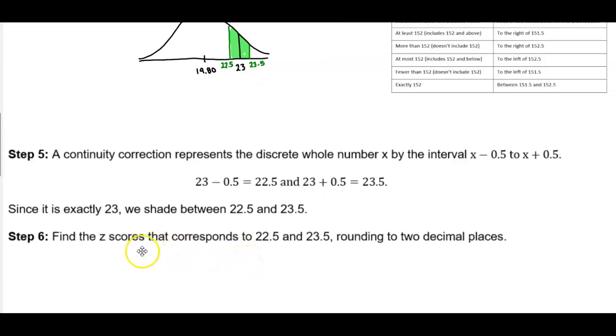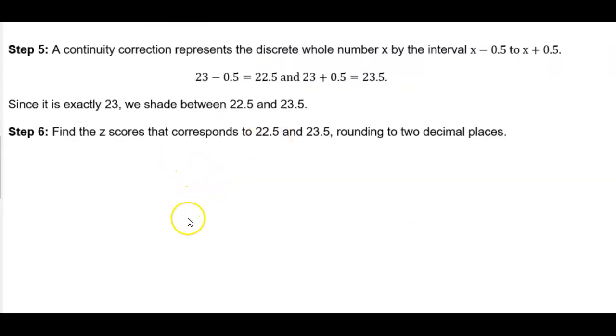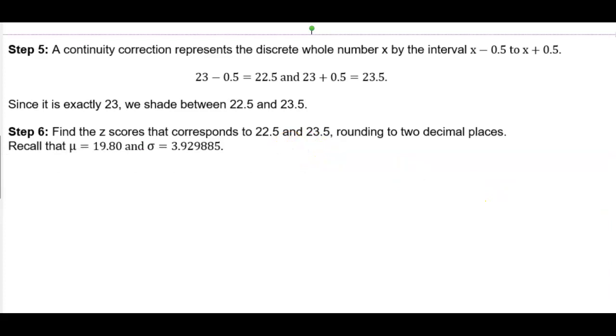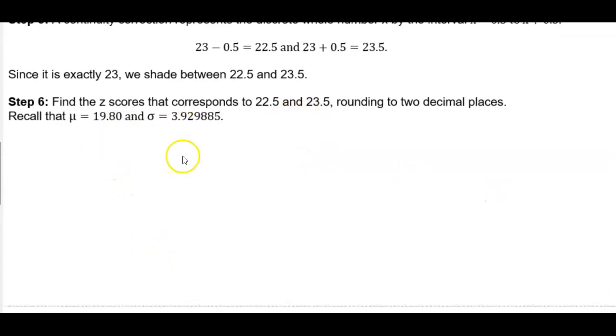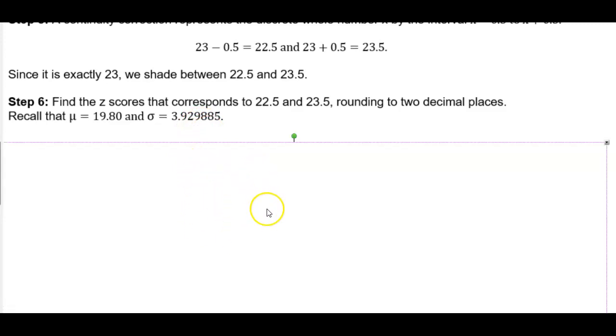Now we want to find the z-scores that correspond to 22.5 and 23.5, rounding them to 2 decimal places. If we draw our z-scale underneath that, we know that the mean for the z-scale is 0. So we're looking for a z-score here and another z-score here. We're going to label one of them z1 and the other z2. Let's plug in the values, using the mean of 19.80 and the standard deviation of 3.929885.